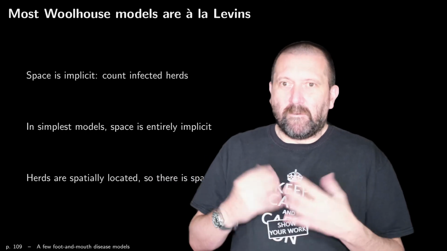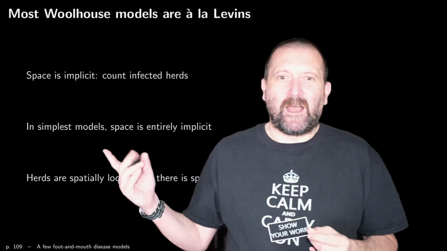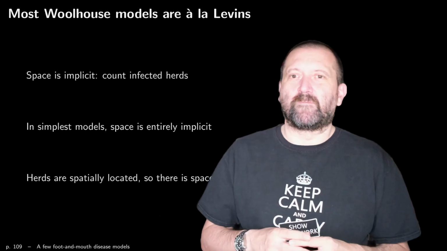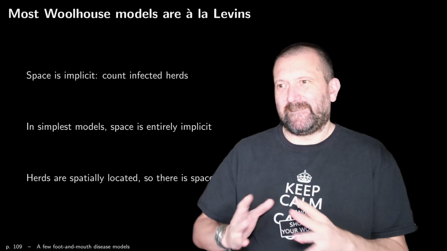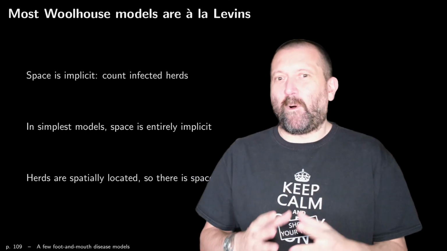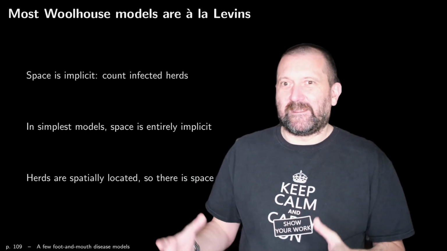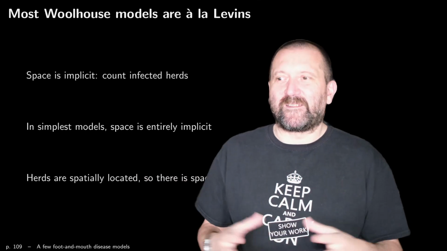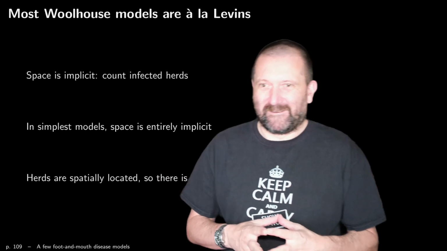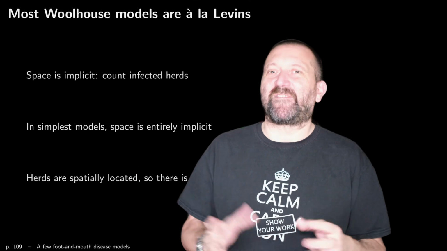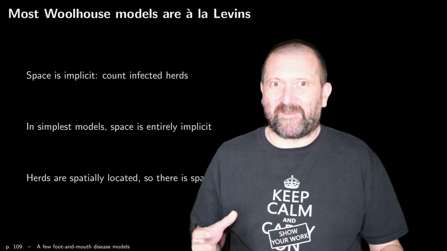And although this is a lecture about space aspects in these diseases, I'll point out that in the early models of Woolhouse, for example, space is entirely implicit. Space is present only insofar as herds are spatially located. Because of this spatial localization, you have space, but apart from that, there's no explicit mention of space. Sometimes we'll see some models of Woolhouse where there is space.